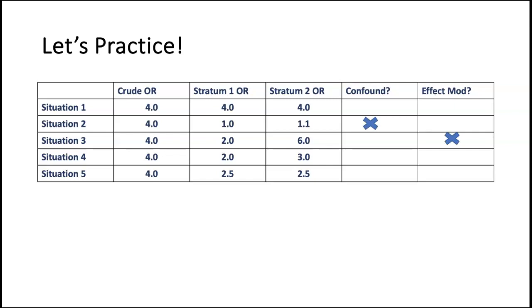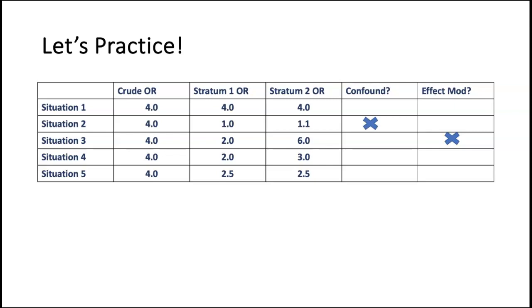In situation 4, I have a crude odds ratio of 4, and then I have stratum-specific measures of 2 and 3. Looking at these, I can see that 2 and 3 are very different from one another. They are not similar. And so I know that that's an indication of effect modification. I also see that my crude odds ratio falls on one side of them. So you can see my strata-specific measures are 2 and 3. The crude falls on the other side of that.